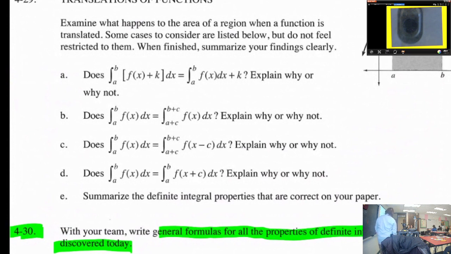But what you're looking for is to examine what happens to the area of a region when a function is translated. In case you haven't seen the word translation in a while, what that means is a slide. Yes, geometry time. It means you don't flip it, you don't rotate it, you don't stretch it, you just take it and slide it somewhere else.